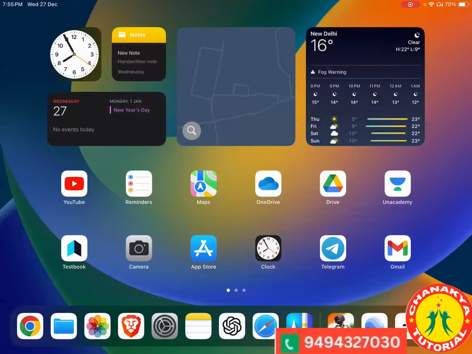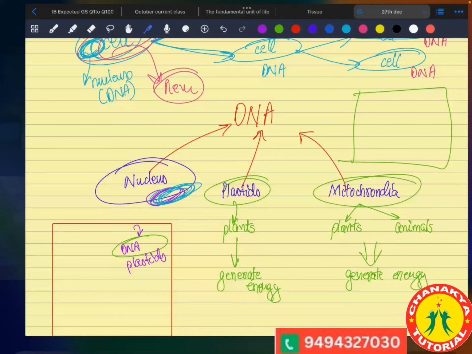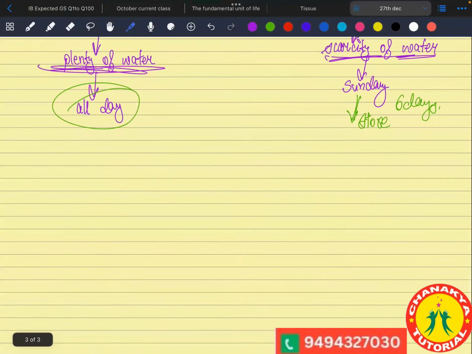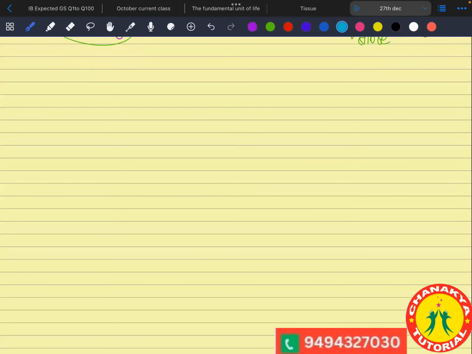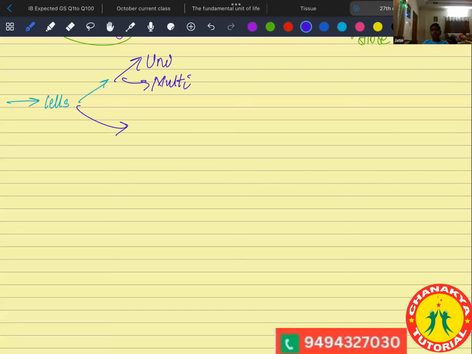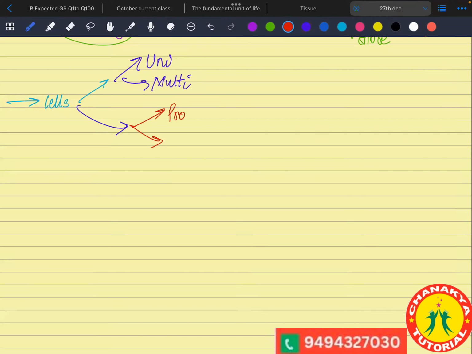So let me go through what we have seen in the last class and today also. The basic concept: we have seen what cells are, and in terms of cells, what kind of organisms we can distinguish. Unicellular and multicellular. In terms of structure, we can distinguish them in two parts. Prokaryotic and eukaryotic. Very good.